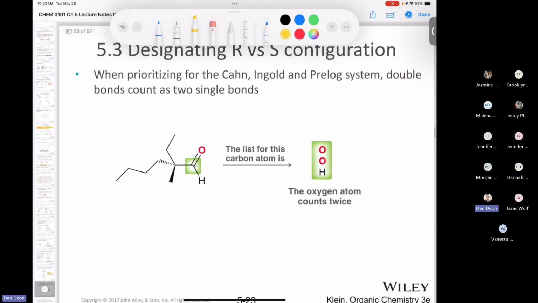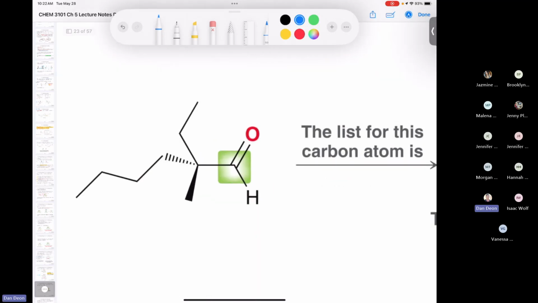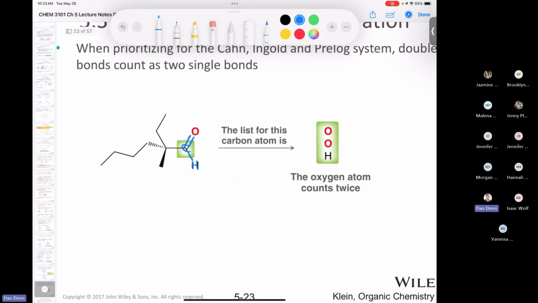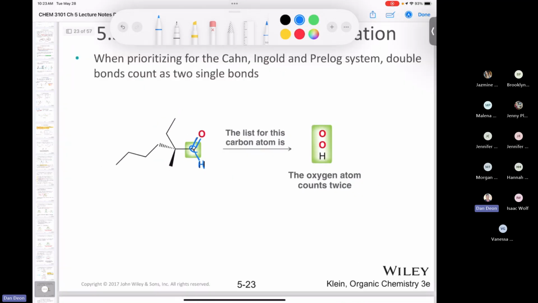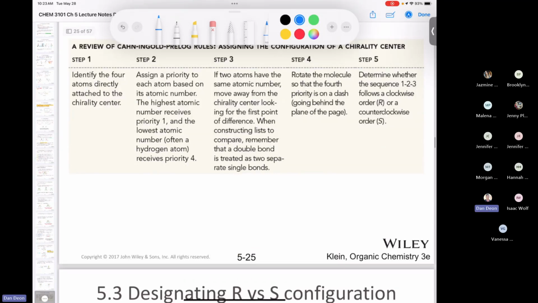Now, what if you have a double or a triple bond? In that case, if you were trying to prioritize this carbon here, remember, you go away from the chiral center, so it's attached to oxygen, oxygen, hydrogen. You count each bond of the double bond as a single bond. So you'd say it's attached to oxygen, oxygen, hydrogen, like that. Okay? So, again, I've gone over this rule with you.